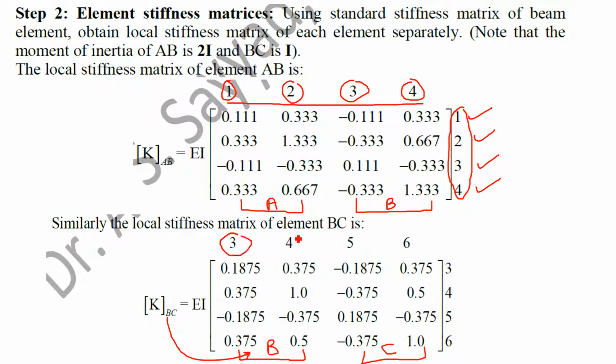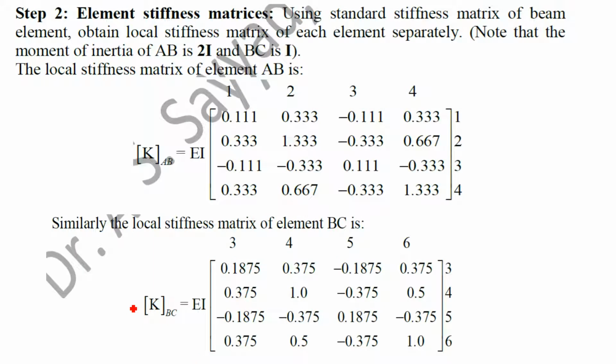So 3 and 4 are the degrees of freedom at B, and 5 and 6 are the degrees of freedom at C. So 3, 4, 5, 6. Similarly on the right part of the matrix. This is a very important part, please remember. Once you find out the member stiffness matrix, the next step is to find the global stiffness matrix.